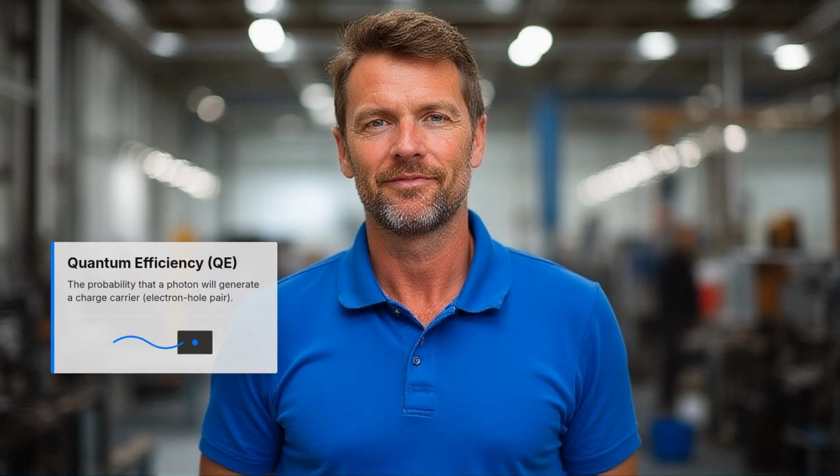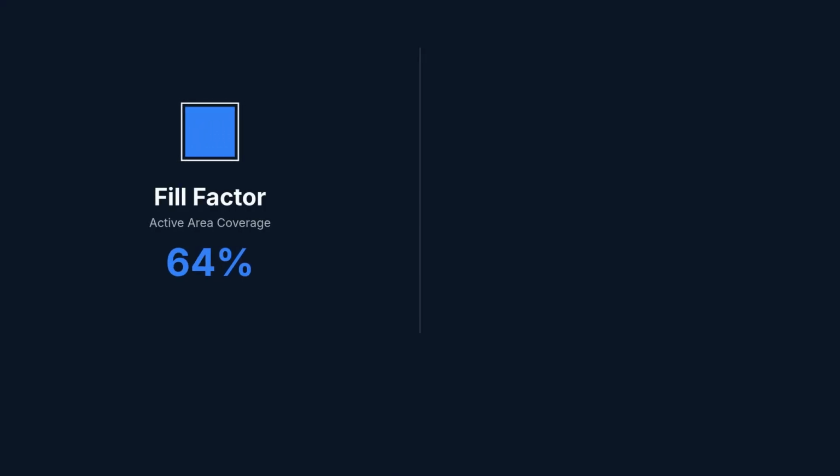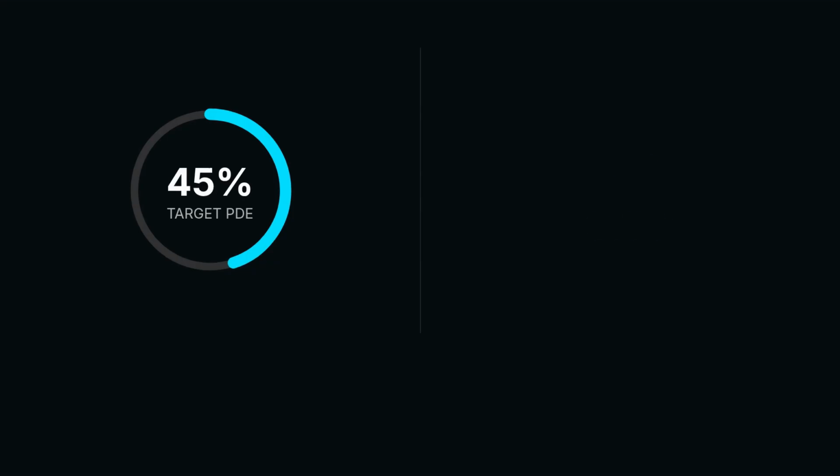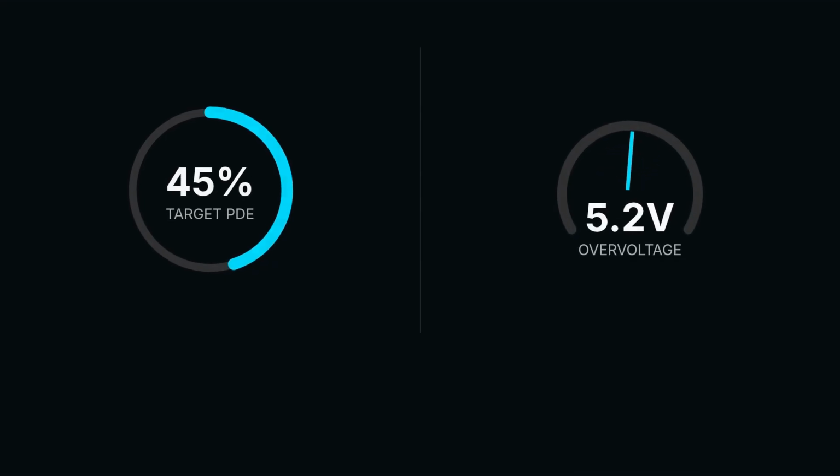The calculator includes 10 input fields. Quantum efficiency percentage represents your sensor's photon to electron conversion ratio. Fill factor percentage indicates the active area coverage. Avalanche probability percentage defines carrier multiplication likelihood. Target PDE percentage sets your desired detection efficiency goal. Overvoltage in volts is the bias above breakdown.